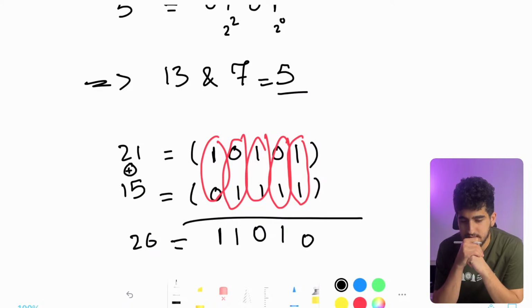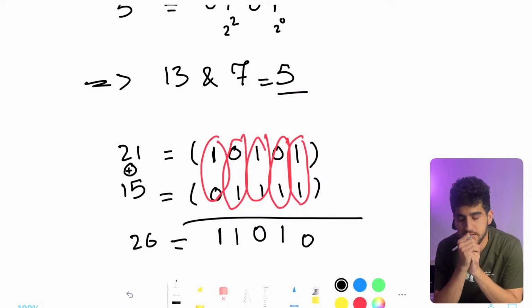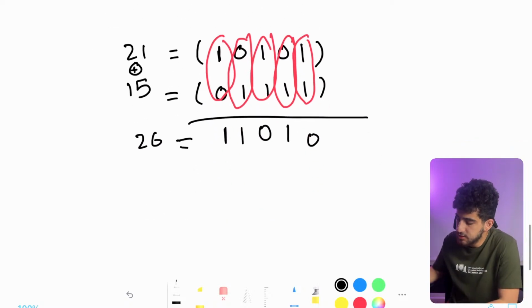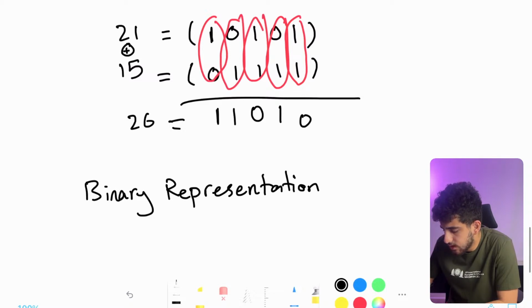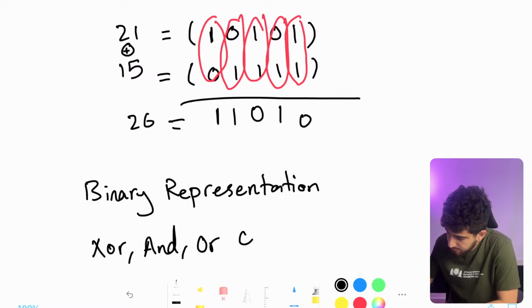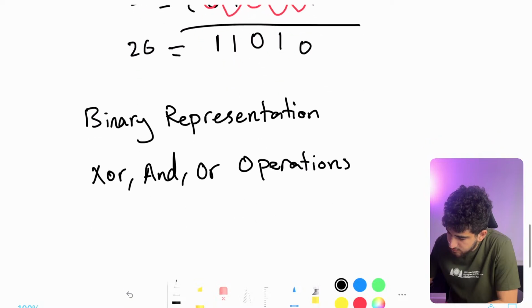Okay. So this is how XOR works. So far we have talked about binary representation, and XOR and OR operations. Or in other words, bitwise operations.